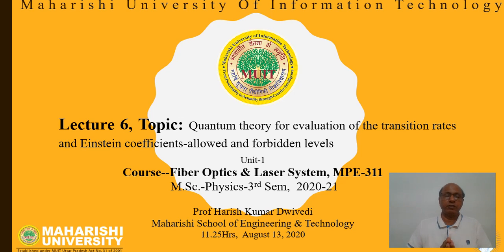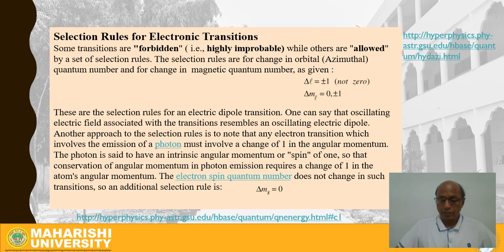I will start in a reverse direction. First, I will discuss the allowed and forbidden levels. Then I will discuss the Einstein coefficients and then Einstein relations, and also the quantum theory for transition rates. So let's start with the first one.